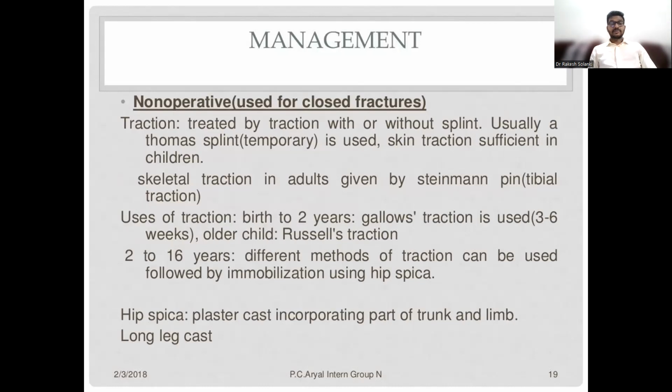In children more than 2 years and up to 16 years, different methods of traction can be used, followed by immobilization using a hip spica cast. Hip spica plaster cast incorporates part of the trunk and limb, with a long leg cast.